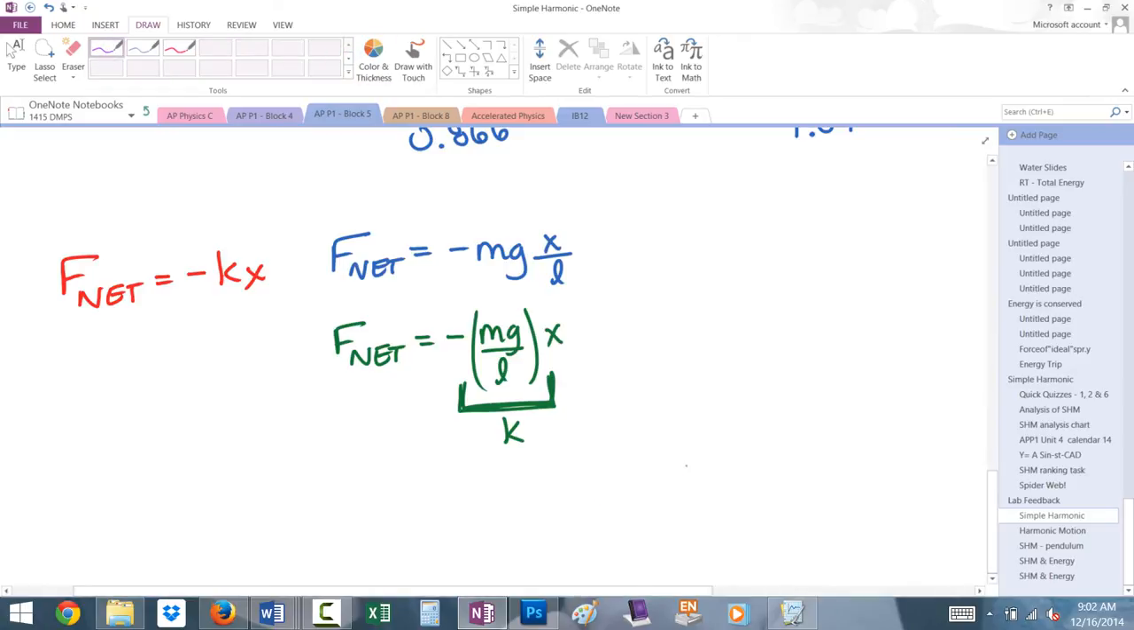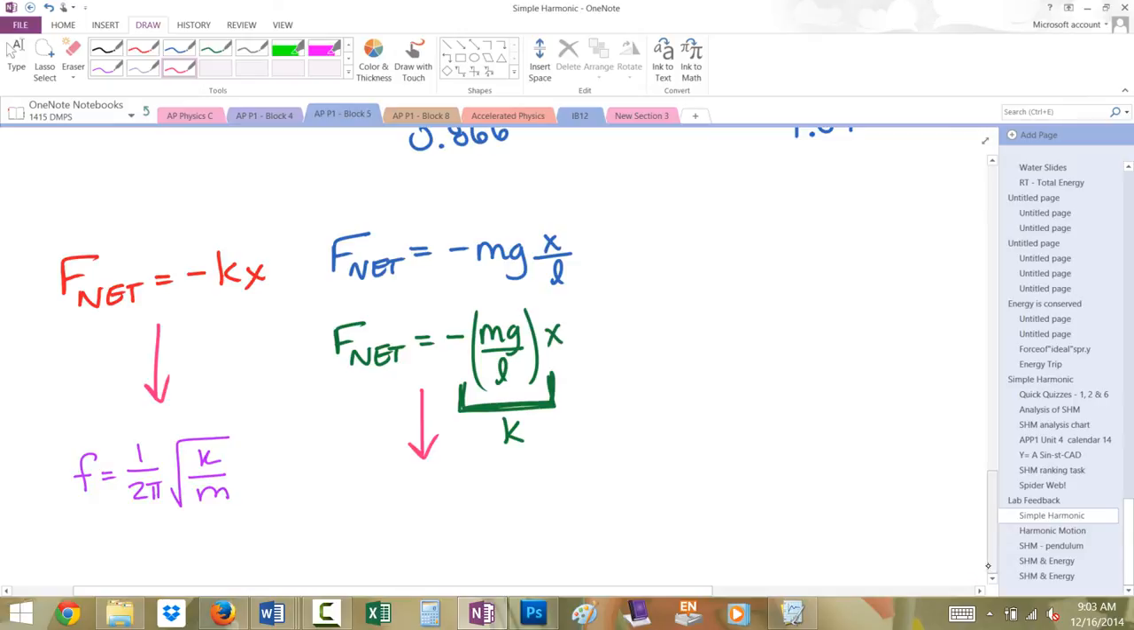We were together before and we were talking about the frequency, and that was 1 over 2 pi times the square root of k over m. Remember that? We derived it. We loved it. It was so cool. That was for a mass on a spring. I can do the same thing for this one.